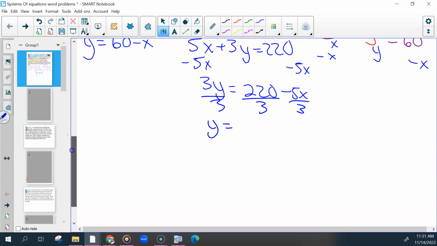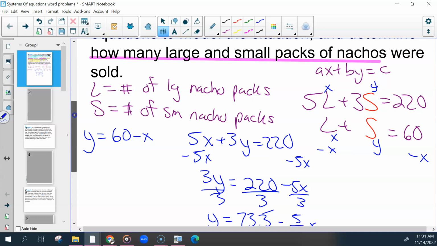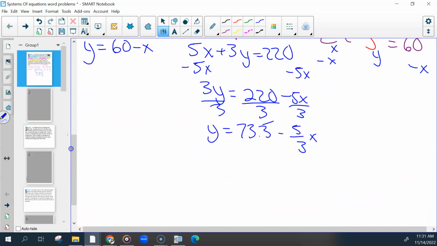Divide 220 by 3. Tell me what that is. 73.33. I was just looking because it's different than how we did it before. So I'm going to leave that as a fraction since it's a repeating decimal.